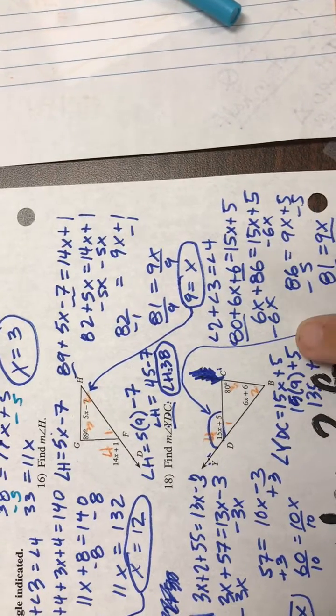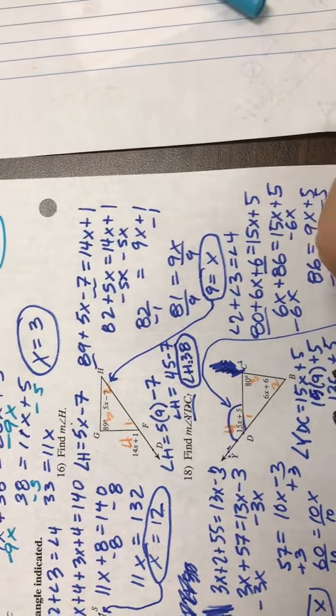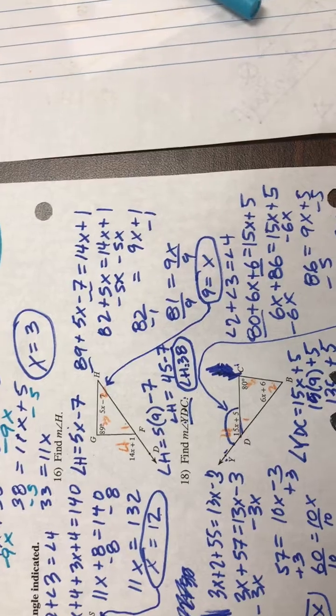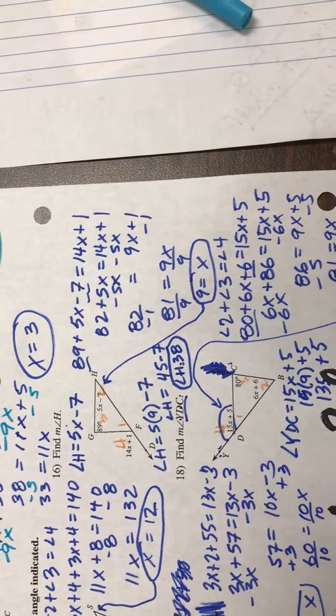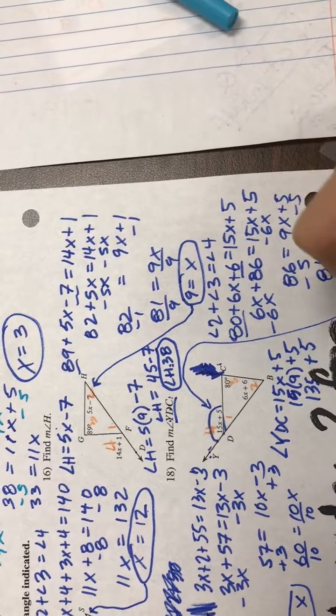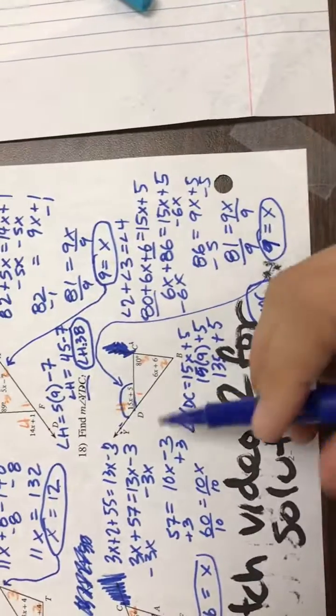So 15 times 9 is 135 plus 5. So angle YDC would equal 140. Final answer.